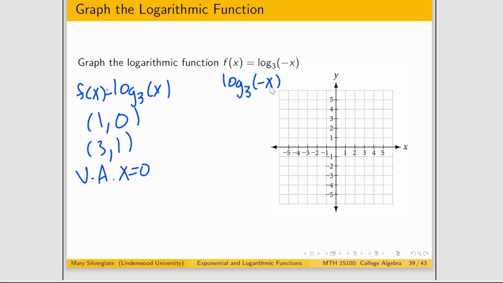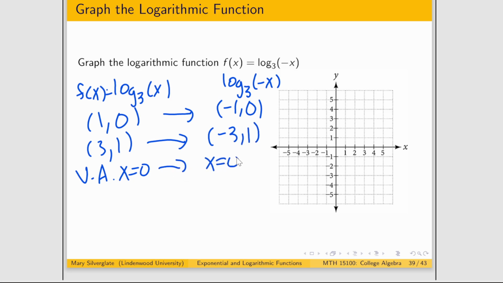In this case, we have transformed it by reflecting over the y-axis, also known as a horizontal reflection. So that flips the sign on the x's. So (1, 0) transforms to (-1, 0), and (3, 1) transforms to (-3, 1). And our vertical asymptote, because 0 doesn't have a sign, actually stays the same. So we draw the same vertical asymptote, but the shape now is going to look a little different, because we're plotting now at (-1, 0) and (-3, 1).